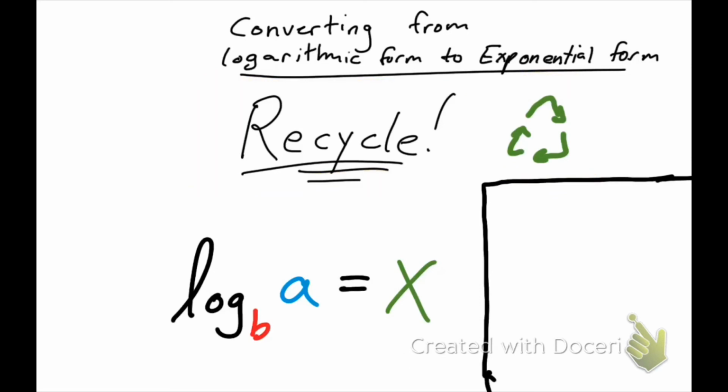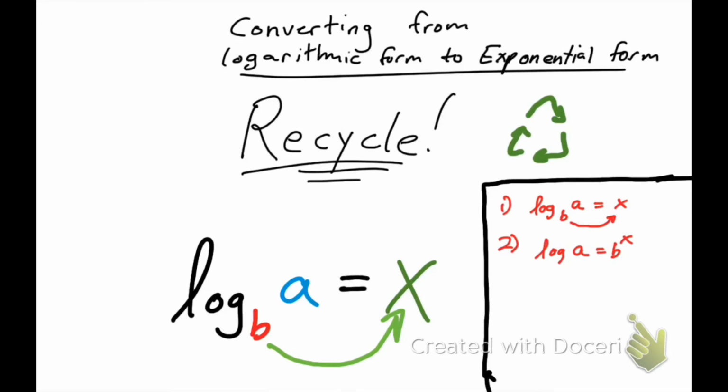So to recycle, what we're going to do is first, I'm going to take my base and move it over here and kind of bump that x up to the exponent. So I take log base b of a, I'm going to take that bottom part here, move it over here and bump it up. So it'll kind of look like this.